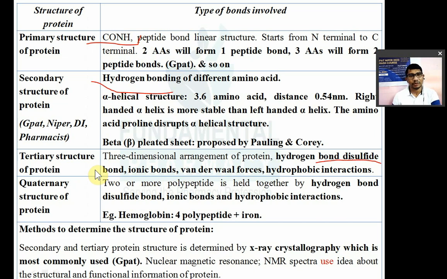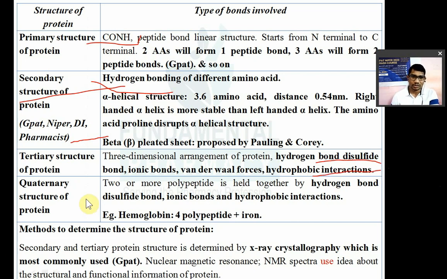These bondings are very important. The primary structure has the peptide bond. The secondary structure has the peptide bond plus hydrogen bonds. The alpha helical structure is stabilized by only hydrogen bonding, and the beta pleated sheet is also stabilized by hydrogen bonds. In the tertiary structure, peptide bonds, hydrogen bonds, disulfide bonds, hydrophobic interactions, ionic bonds and van der Waals attraction are all present. So all types of bonds are present in the tertiary structure.